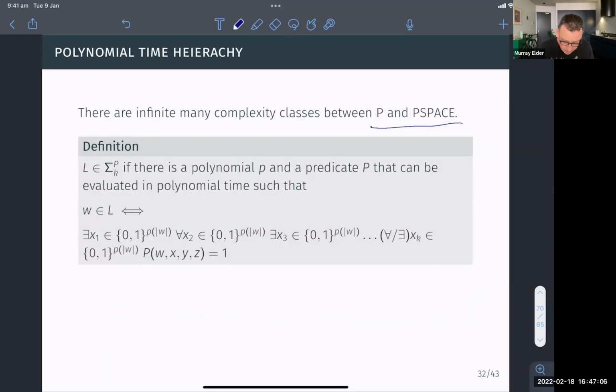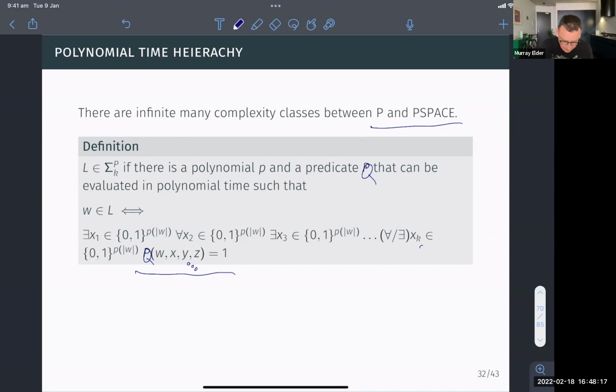A language is in sigma_k P if there is a polynomial p and a predicate Q that can be evaluated in polynomial time. I should call the predicate Q, since there are too many P's. Here's the predicate at the end: you just put these inputs W, X, Y, Z into the predicate and decide whether it's true or false. A word is in the language if and only if there exists a binary string of polynomial length such that for all binary strings of some length, there exists another binary string, and then you alternate for all, there exists. And eventually you stop after k steps, and then you have to evaluate this predicate. I was thinking about sigma 3.